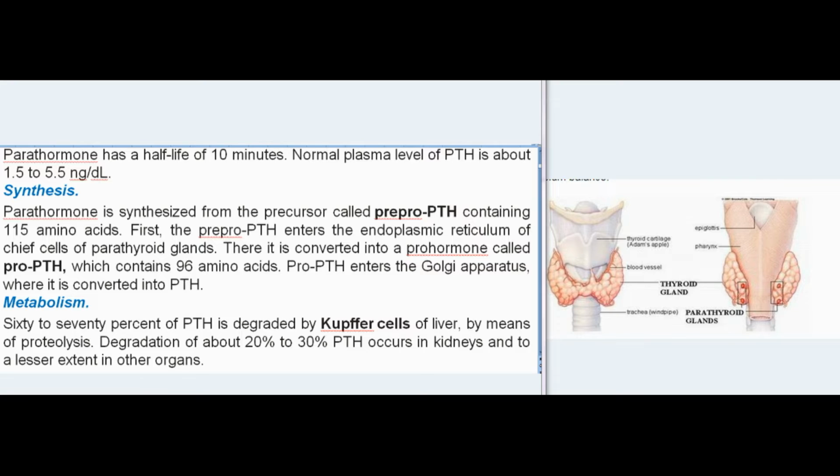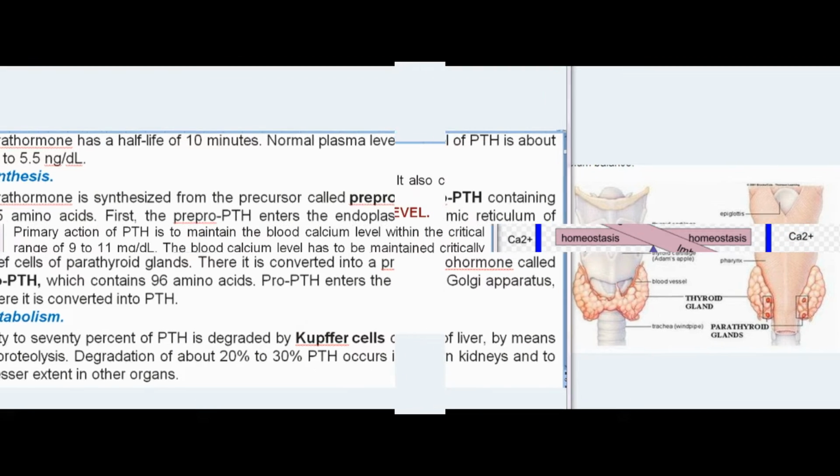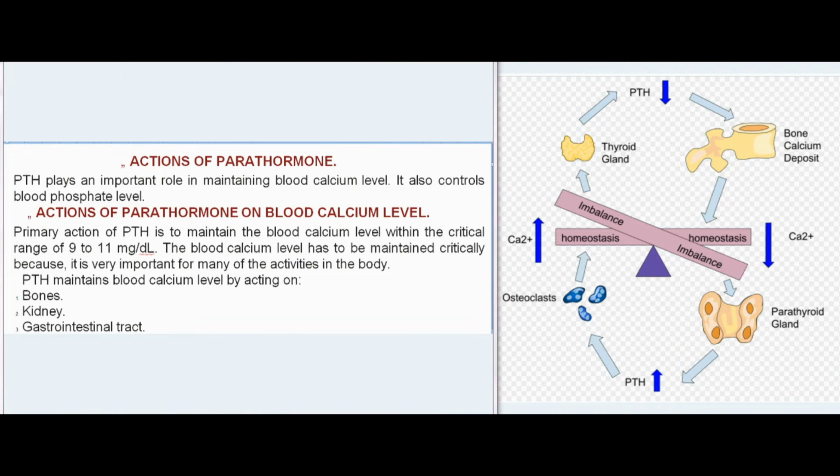Metabolism. 60 to 70% of PTH is degraded by Kupffer cells of liver, by means of proteolysis. Degradation of about 20% to 30% PTH occurs in kidneys and to a lesser extent in other organs. Actions of parathormone. PTH plays an important role in maintaining blood calcium level. It also controls blood phosphate level.